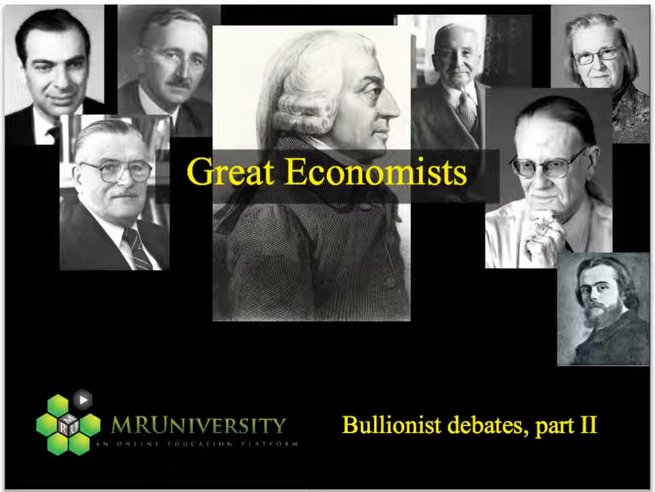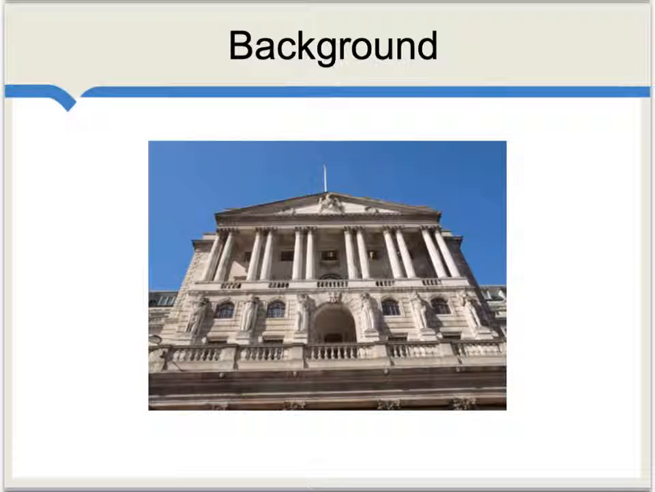Now let's consider how the Bullionist debates developed and finally ended. For purposes of background, recall that the Bank of England suspended convertibility into specie in 1797. If you haven't seen part 1 of the Bullionist videos, please go watch that first.